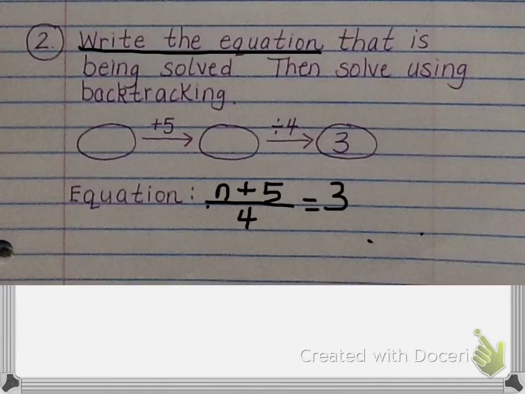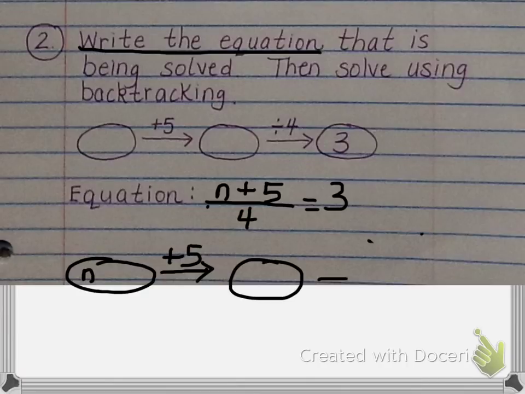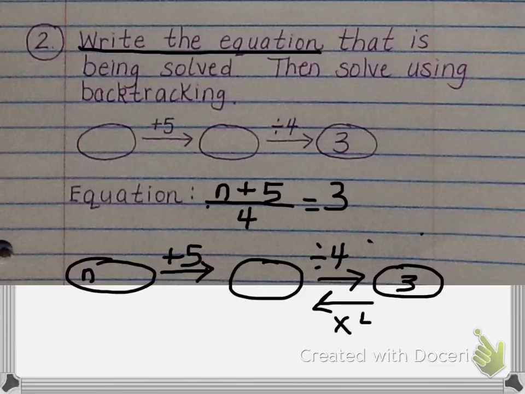Okay, to solve using backtracking, I'm going to start with my variable, my unknown n. I'm going to add 5, which is what we see in the flowchart up top. I'm then going to divide by 4, and my answer is 3. I'm going to undo the divide by 4 and do times 4 and get 12. I'm then going to backtrack and subtract 5, instead of add 5 and get 17. Oops, let's fix that. That should have been 7.